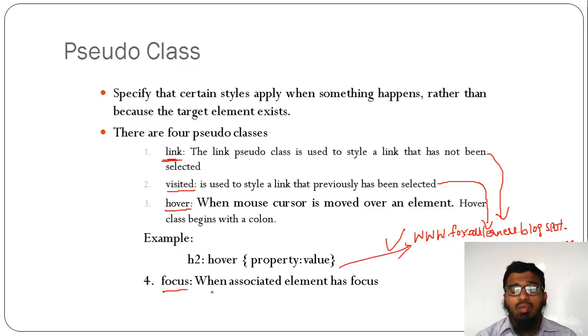In the same way, focus is used when an associated element has focus. So there are 4 pseudo classes. First one is link, second one is visited, third one is hover, fourth one is focus. So this is the pseudo class, the fourth.